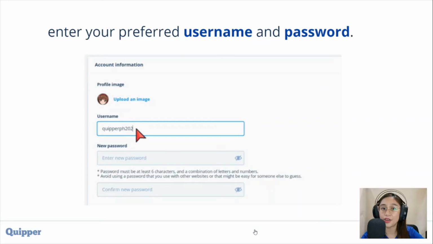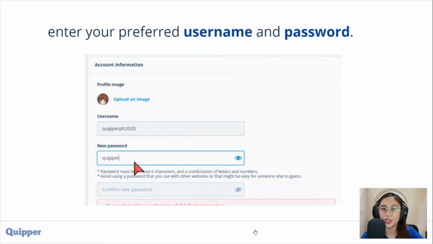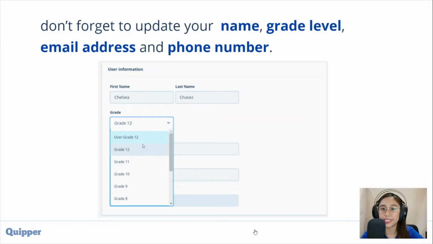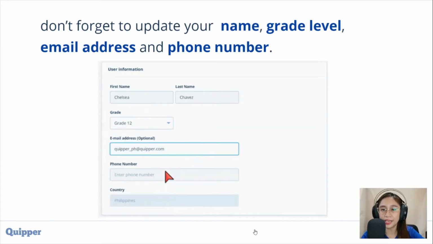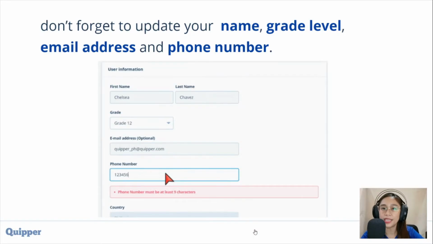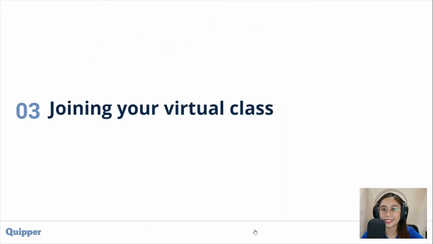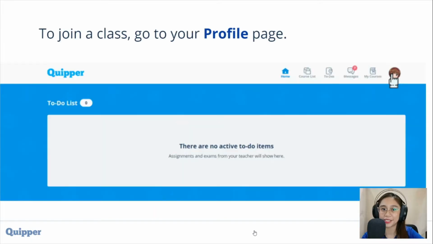It is highly recommended that you change your username and password. Please take note that your password should be a combination of letters and numbers. Also, don't forget to change your name, grade level, email, and phone number to completely update your profile. Once done, click Save and type your old password to confirm the changes. Then click Next.